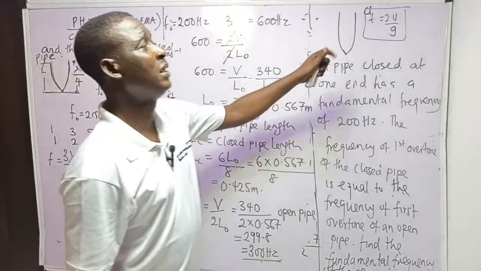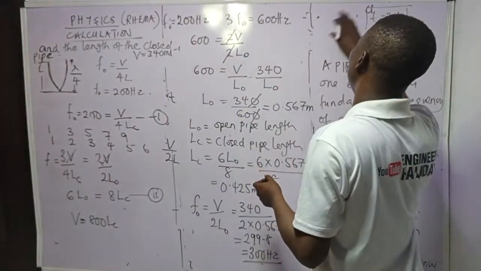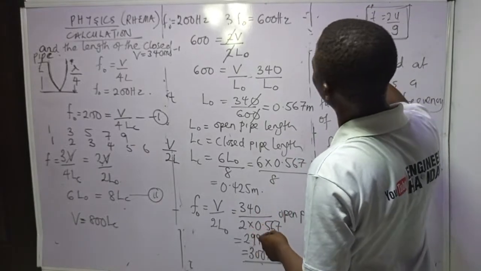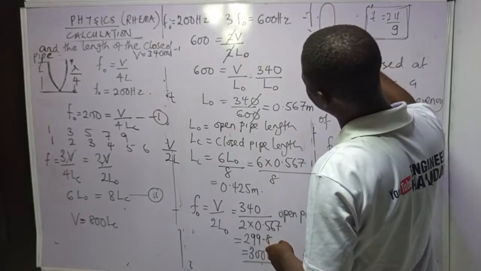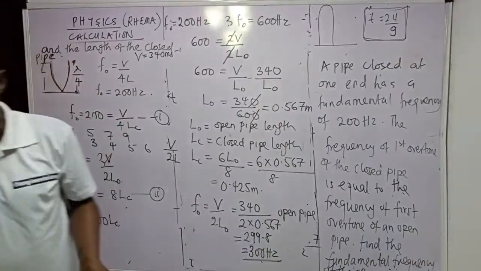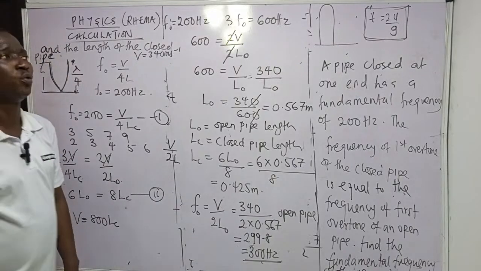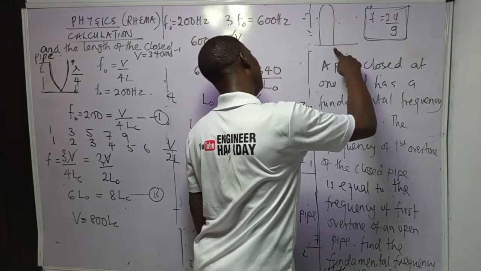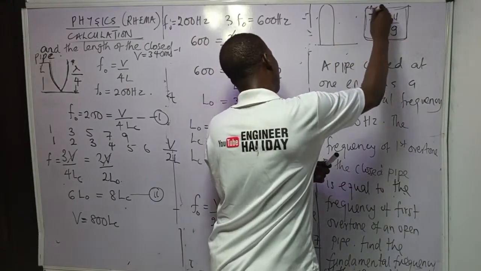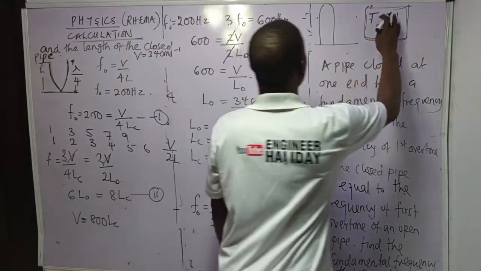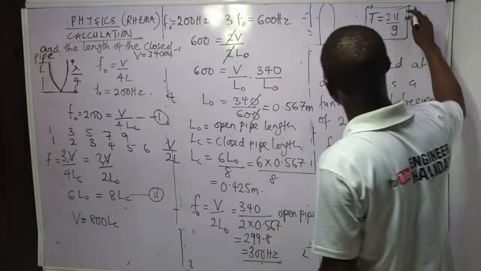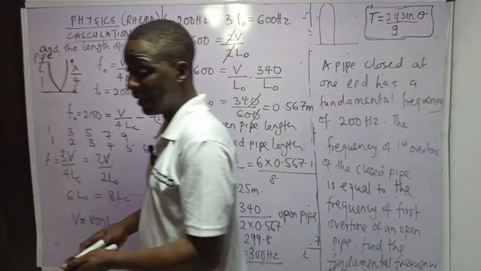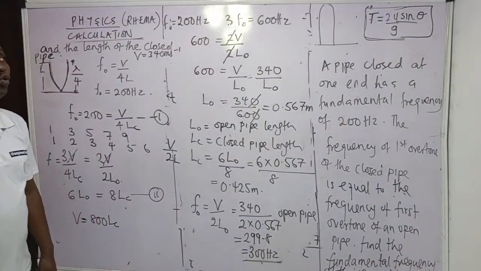So this 2u over g is valid when a body starts from the ground and hits the ground level back. It's projected from the ground level and comes back to the ground level. In that case, the time to go up is the same as the time to come down. So the time of flight for such an object is equal to 2u over g. If it's a projectile at an angle, it's 2u sin theta over g. Don't forget, if it's a projectile, the angle will be given.